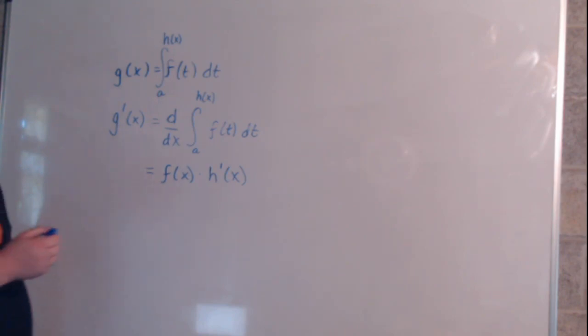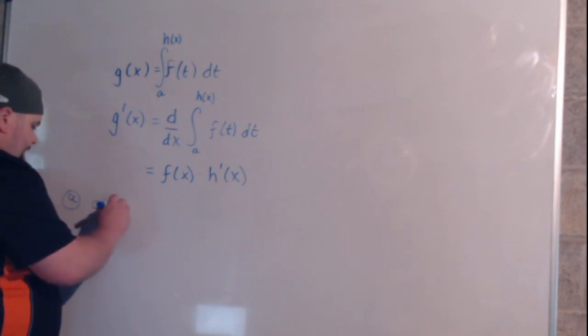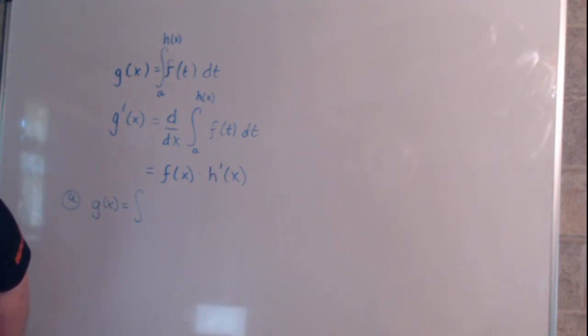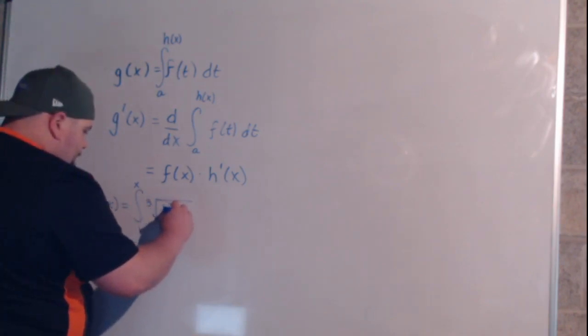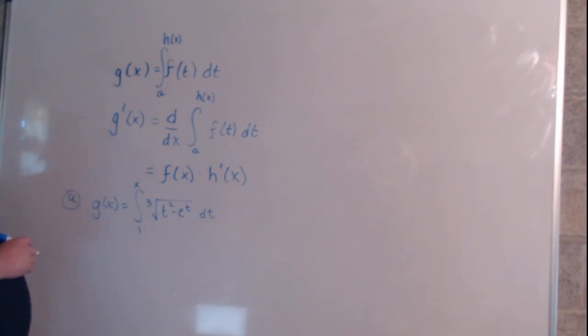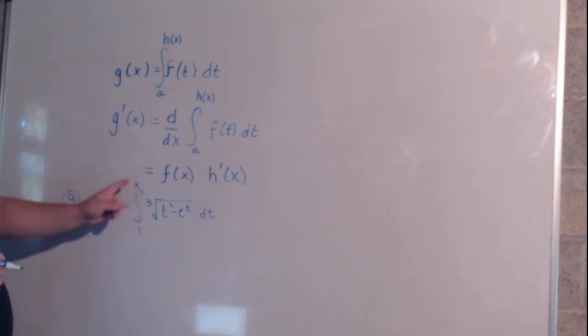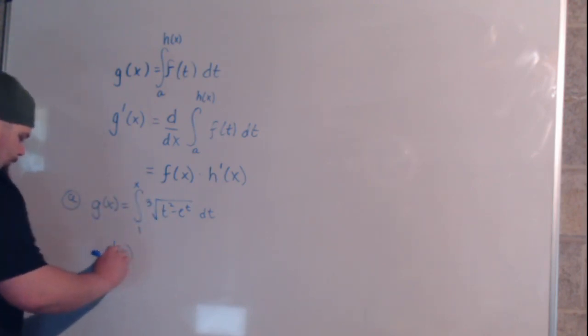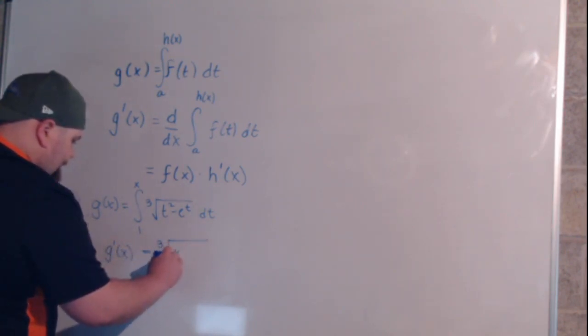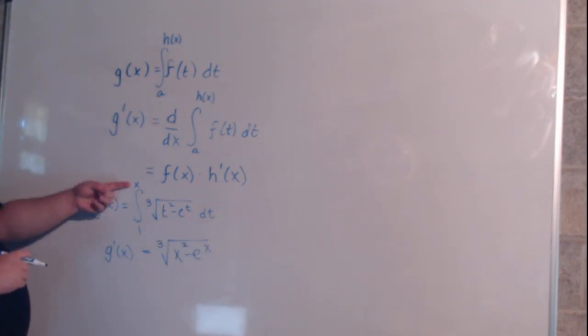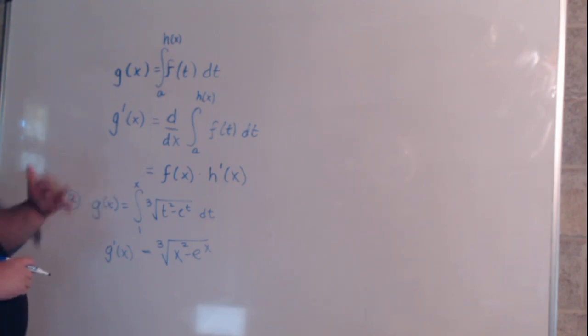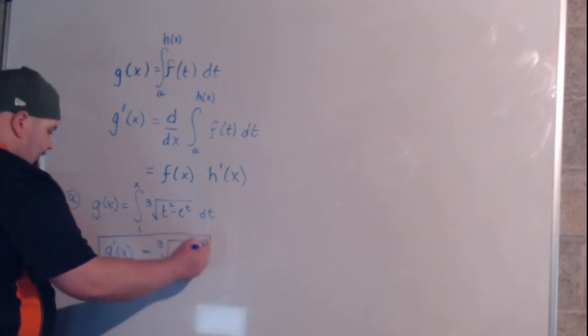So the first question gives us g of x equals the integral from 1 to x of the cubed root of t squared minus e to the t dt. What we get out of this is this function with x plugged in, times the derivative of whatever this bound is. Now that bound is x, so the derivative of x is 1. So we're done. It is literally that simple.